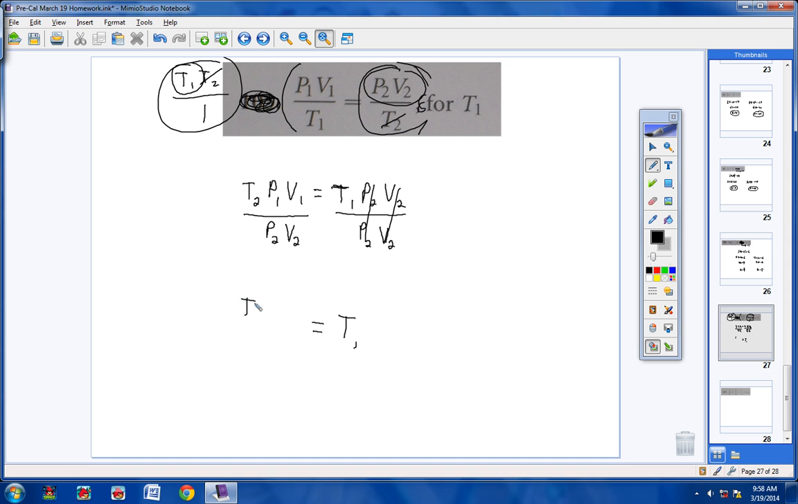And over here on the right side, there's nothing you can cancel. Please don't try to cancel the p's or the v's, because one is a p1 and one is a p2 and one is a v1 and one's a v2. So there we go. We did it. We got t subscript 1 all by itself. There we go. One more problem, we're finally done.